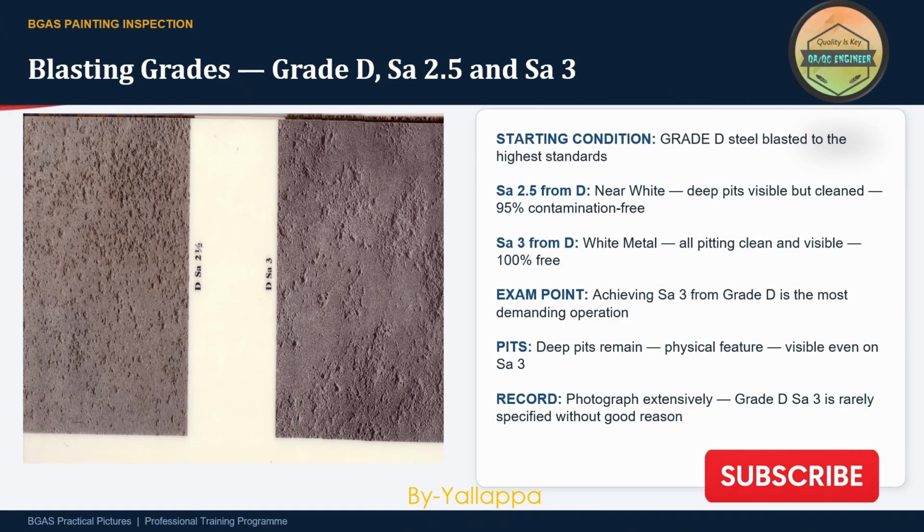Here we see a Grade D surface after blast cleaning. Notice that while rust and scale have been removed, the pitting remains visible. Blasting removes corrosion products but does not remove metal loss caused by corrosion. Inspectors must ensure that all corrosion products are removed from the base of pits and cavities. A common mistake is assuming that a pitted surface is unacceptable after blasting. Pitting is acceptable provided the surface preparation standard has been achieved and the pits are free from contaminants.